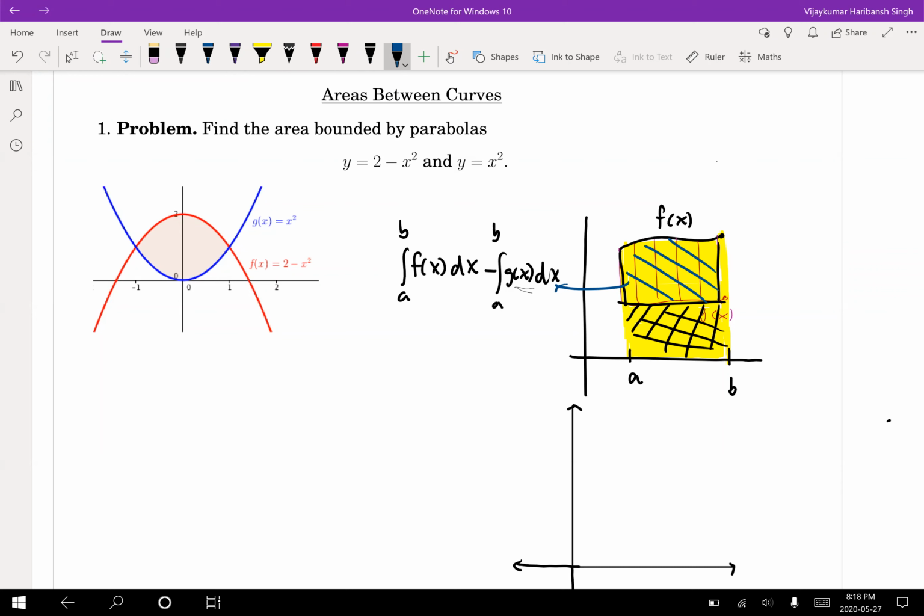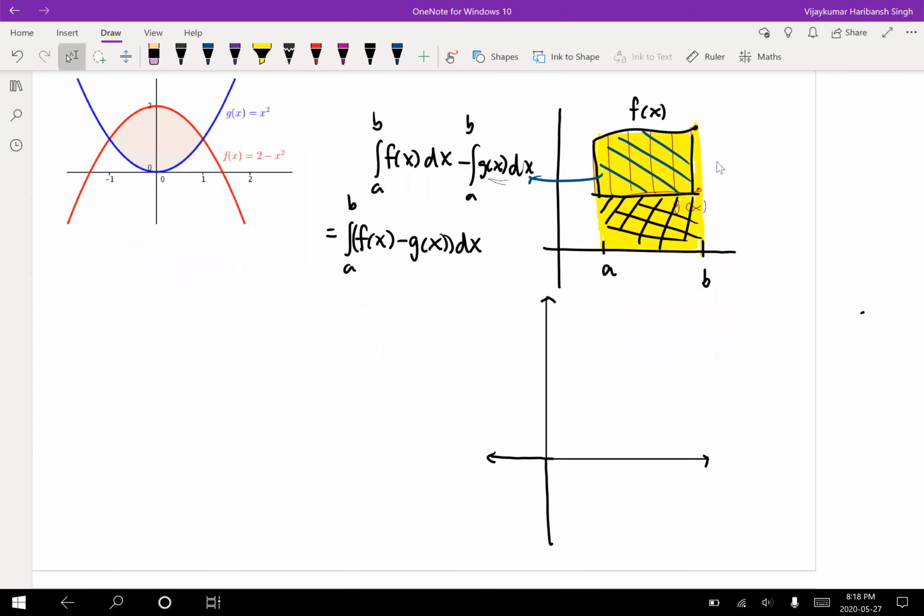So I can write this in short, bringing out the integral: the integral from a to b of f of x minus g of x dx. Now one may argue, what if one function is above the x-axis and the other function is below the x-axis? So let this be g of x. In that case as well, the area between these two curves can be found in the same way. How to see the proof of it?